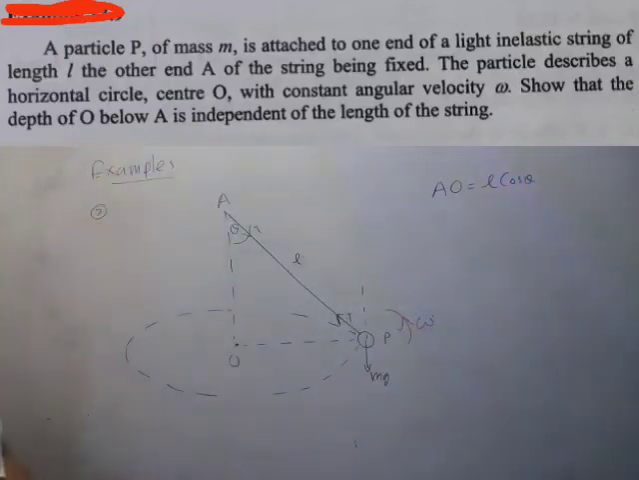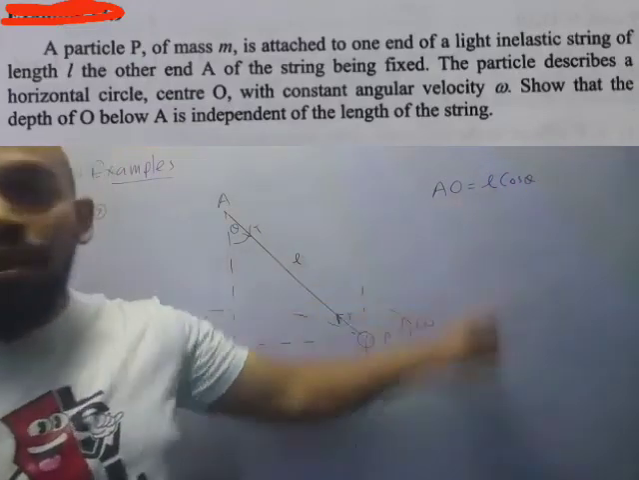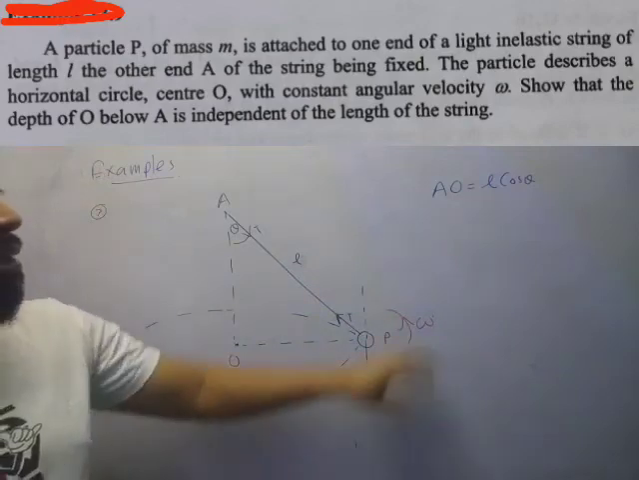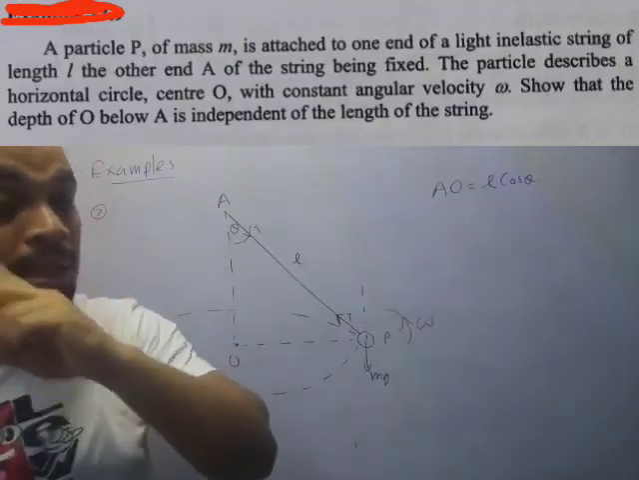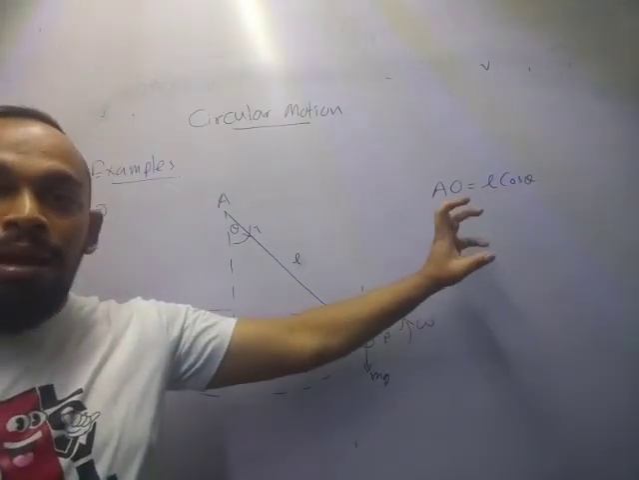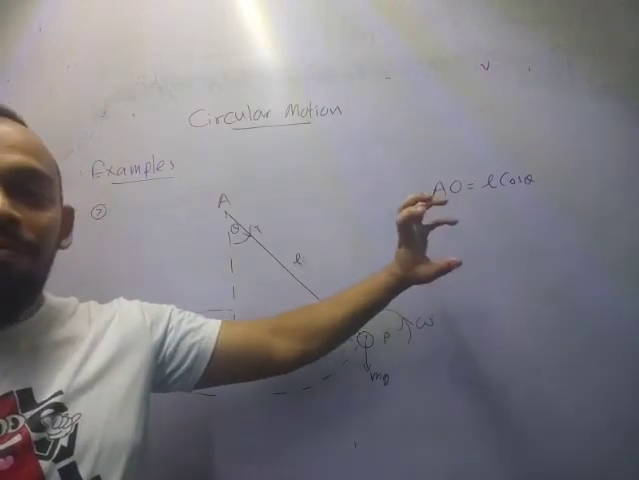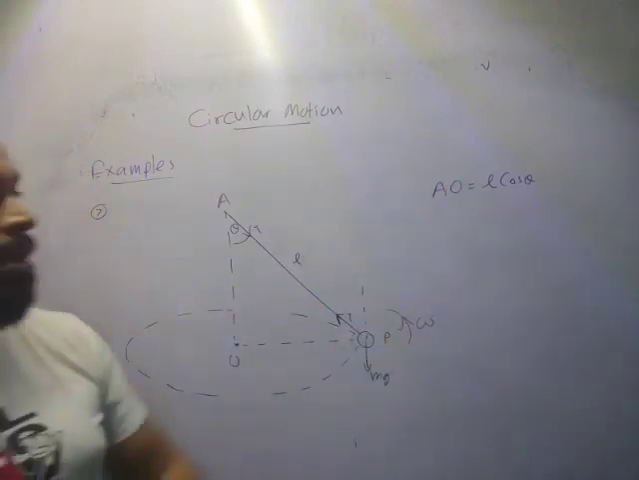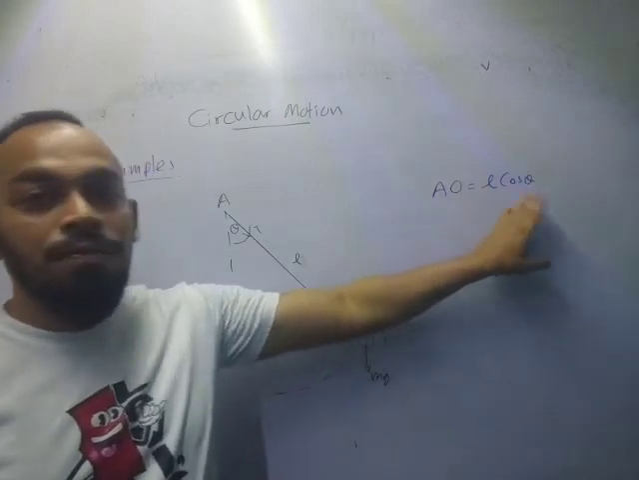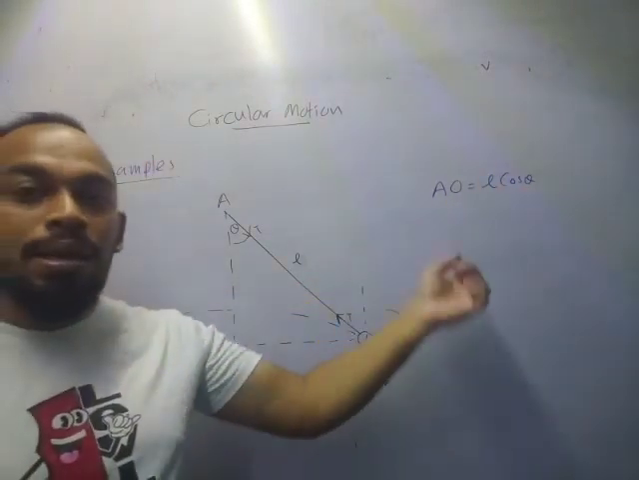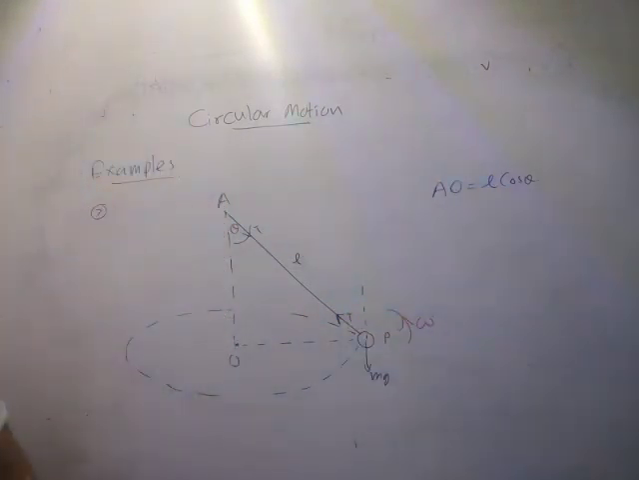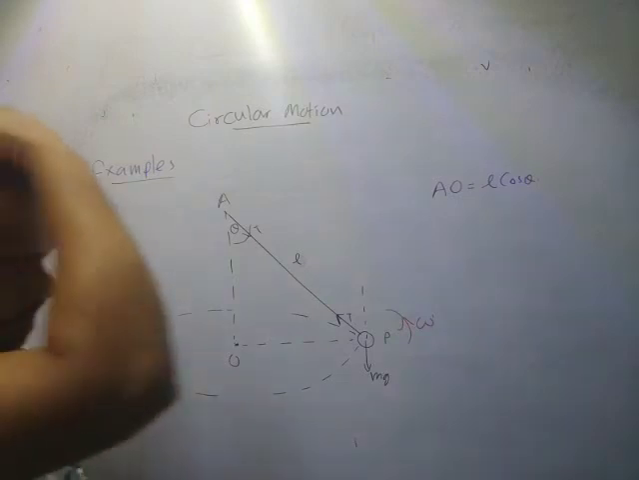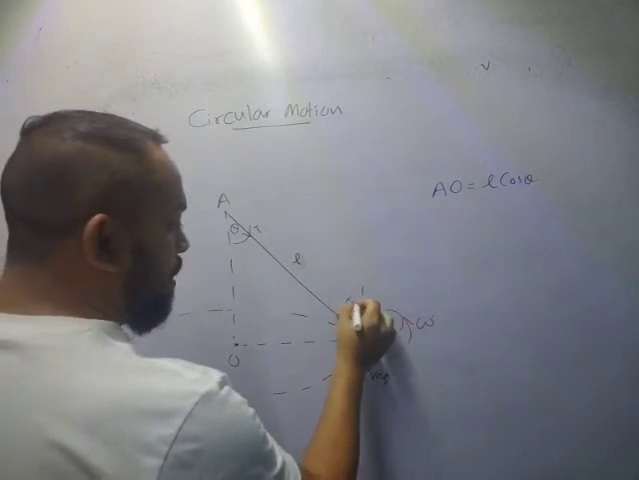Looking at this, it depends on L, right? But they want us to show that OA does not depend on L. Independent of L means that cos theta behaves in such a way that L cos theta is independent of L, right? So let's try to find a value for L cos theta and show that it is equal to a constant. If AO comes out equal to a constant, then we are fine. So this should also be theta.